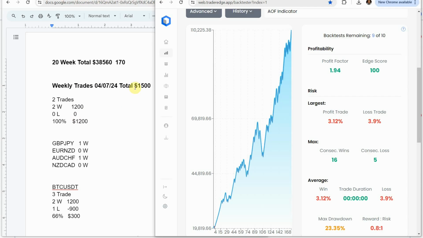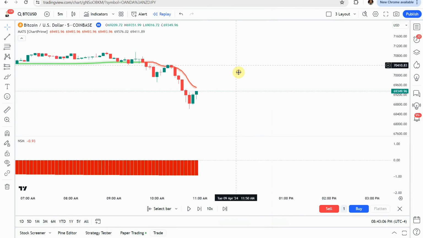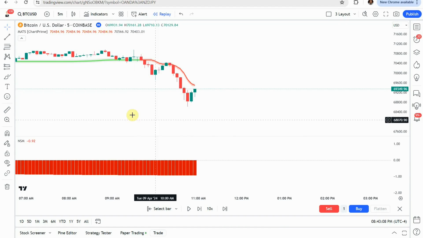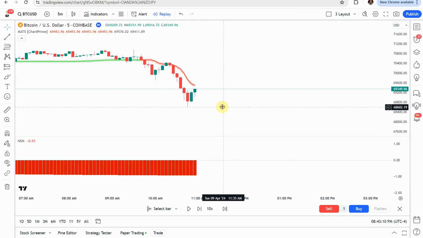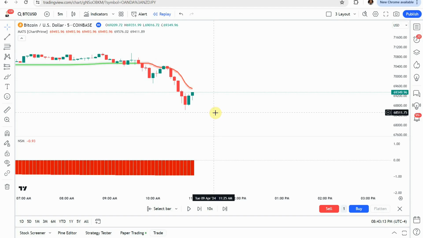For the week, we would have been up $1,500, and over the 20-week total, now we would have been up $38,560 over 170 trades. You can see more stats on the strategy here and the growth of the account there. So really good stuff from the Academy of Forex Indicator. All right, that's it for this strategy here. We're going to put this one on the yes list, and we'll move on to the next video from here.